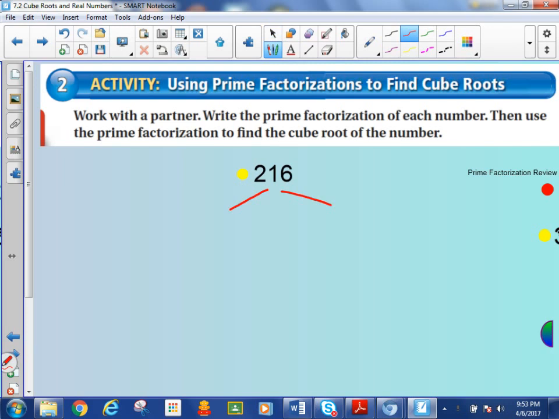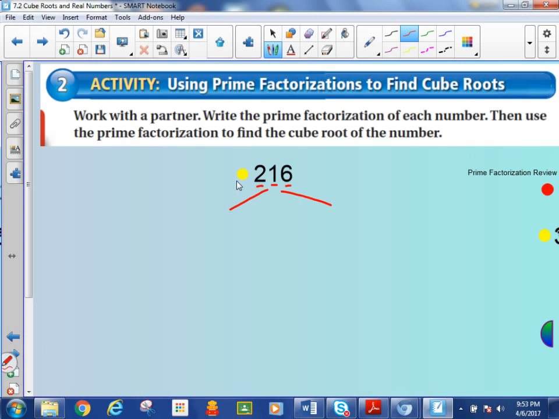So that looks like an even number. I could use 2, but I'm going to try a different technique. If I check those digits and add them together, they give me 9. So my divisibility rule for 9 is if the sum of the digits, when I add them together, is divisible by 9, then the whole number is divisible by 9. So 9 will go into 216. So I know 9 is going to go into that.